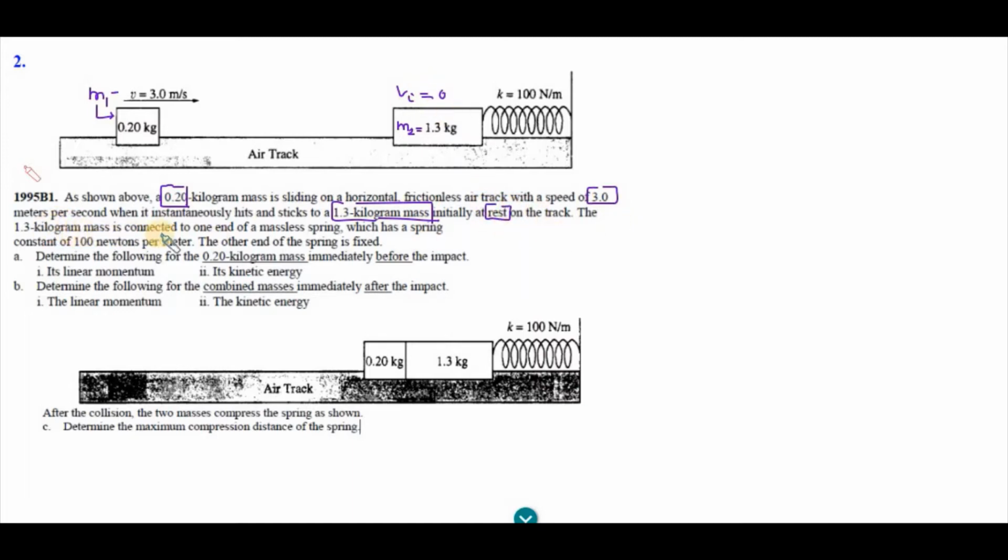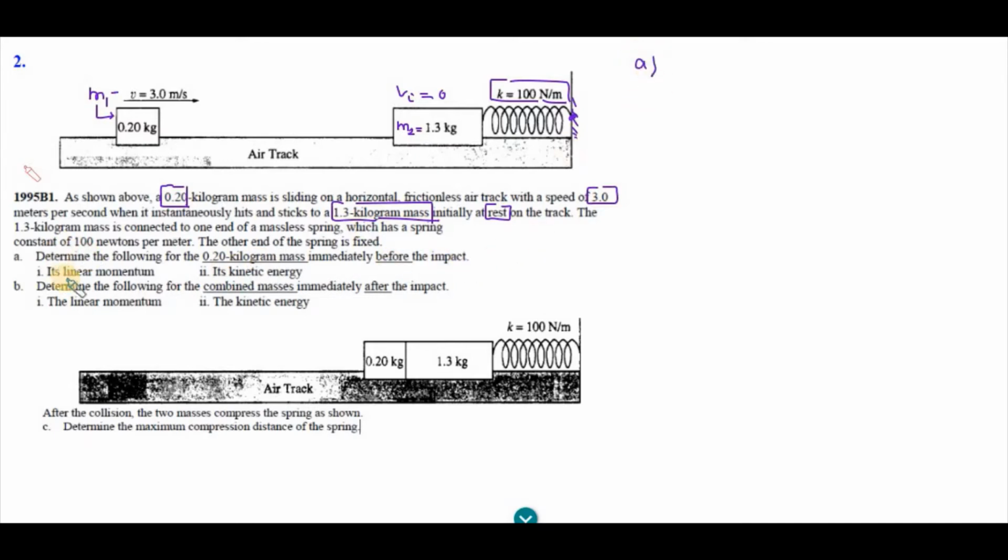The 1.3 kg mass is connected to one end of a massless spring which has a spring constant. The spring constant is given here, that is 100 Newton per meter. The spring is connected with one end of this 1.3 kg mass. Now the other end of the spring is fixed. So this side is representing the fixed end. Determine the following for the 0.2 kg mass immediately before the impact.